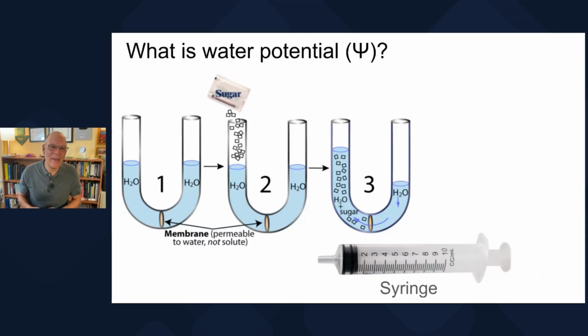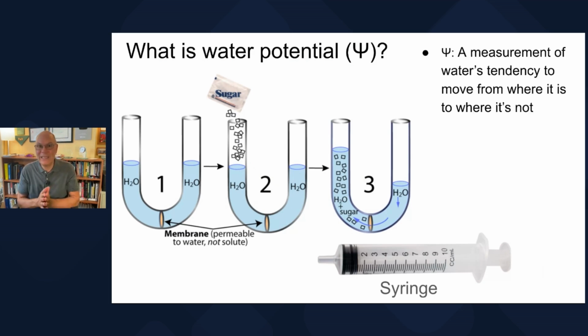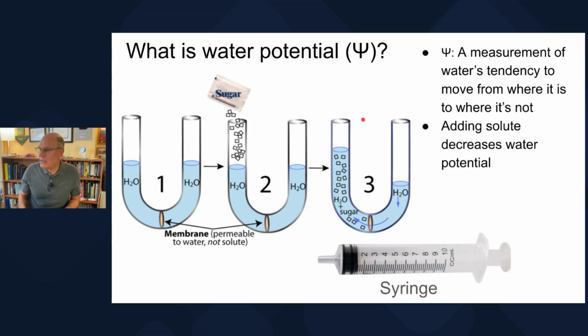Let's move on to the topic of water potential. Water potential is a quantitative way to understand the material that we've just learned about in relationship to osmosis. And water potential, which is represented by this Greek letter psi, is a measurement of water's tendency to move from where it is to where it's not. Adding solute, like pouring sugar into one side of this U-tube, decreases water potential.